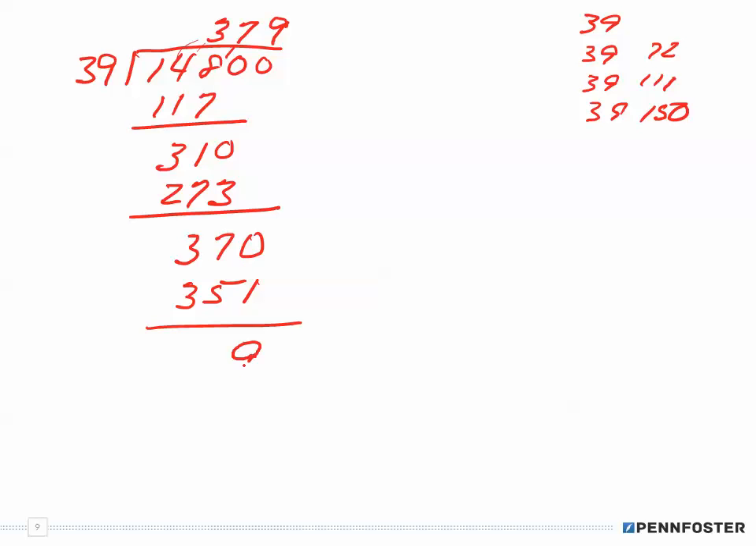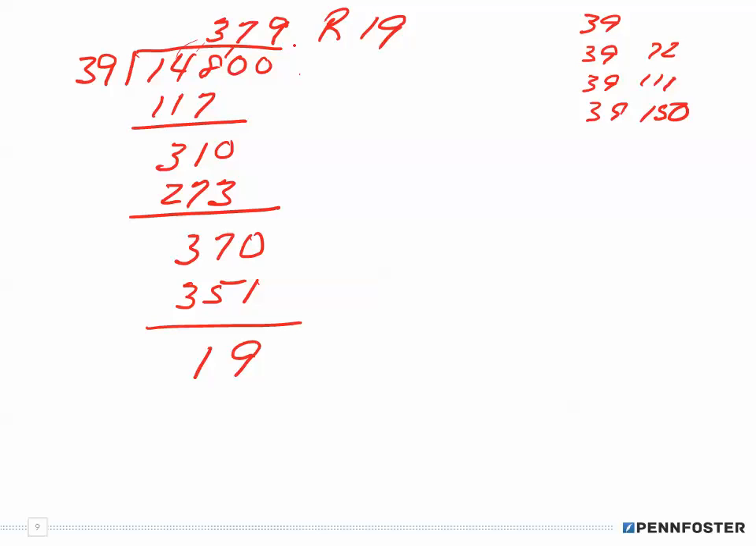Let me subtract. That's 9. I end up with 19. Since 19 is less than 39, I knew the 9 was correct. And since I have nothing else to bring down, that means my remainder is 19. Okay. Now, yeah, we're talking about a remainder of 19.